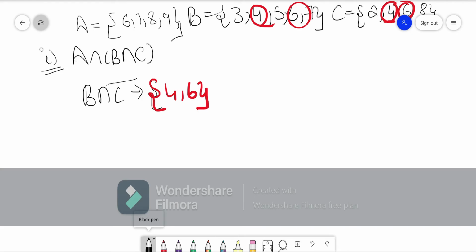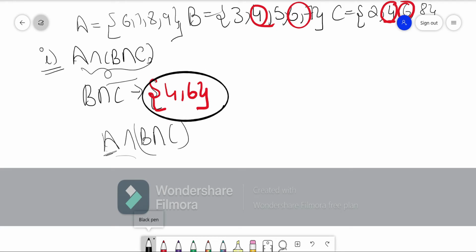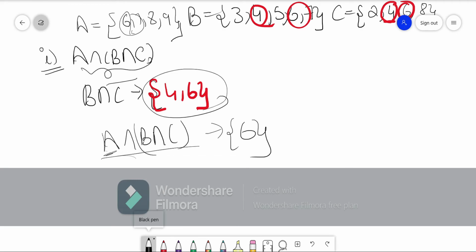Then if I talk about the intersection of A, B and C, so if I do the intersection of set A with this set, what can we do? Is 6 common? Yes. So we're going to write 6. So A intersection B intersection C gives us 6. The answer for the first part is 6.